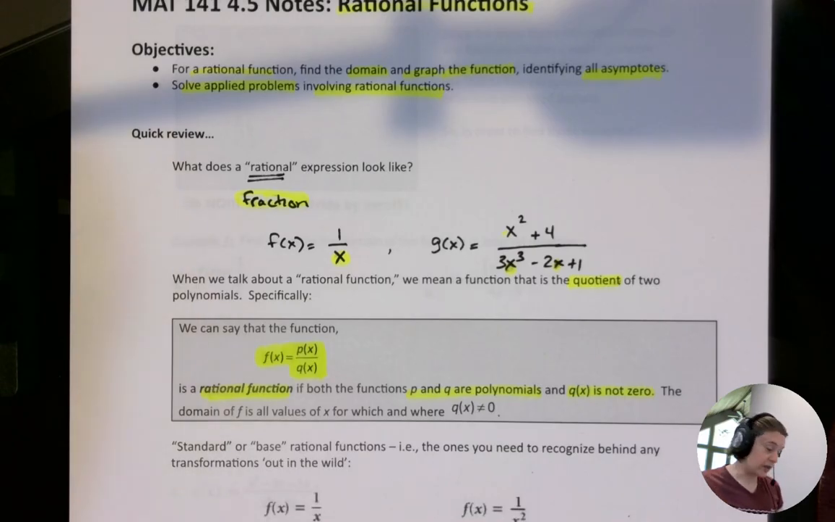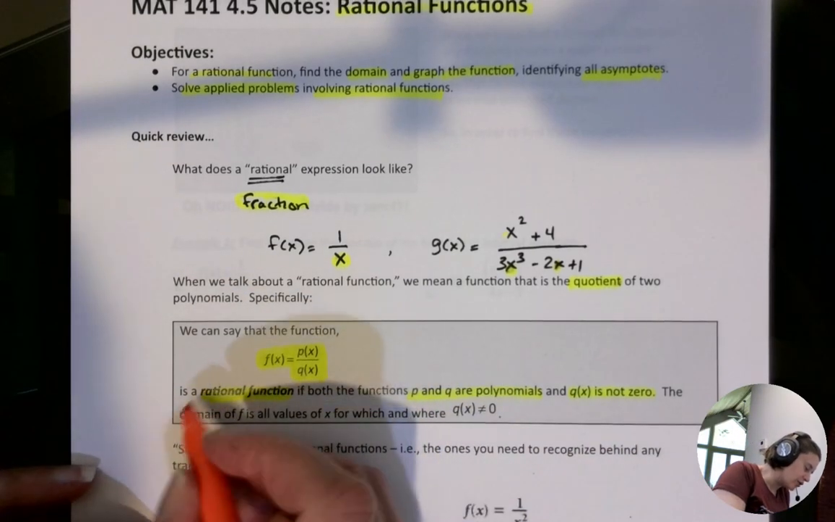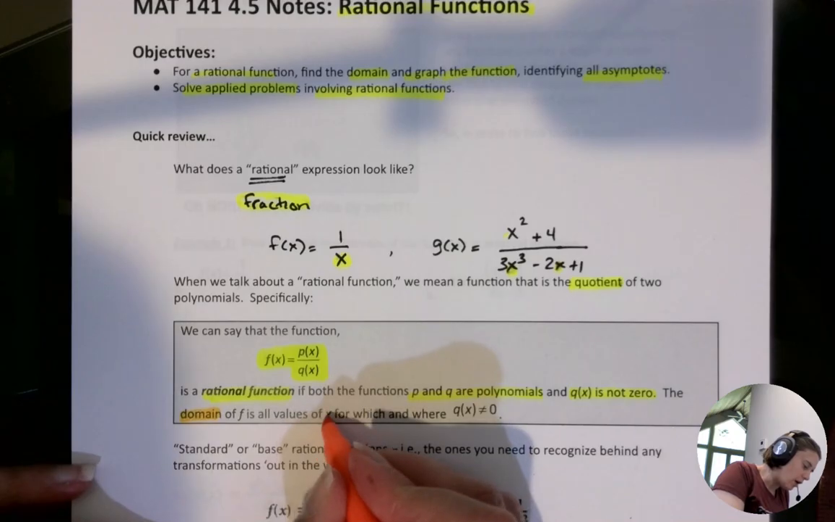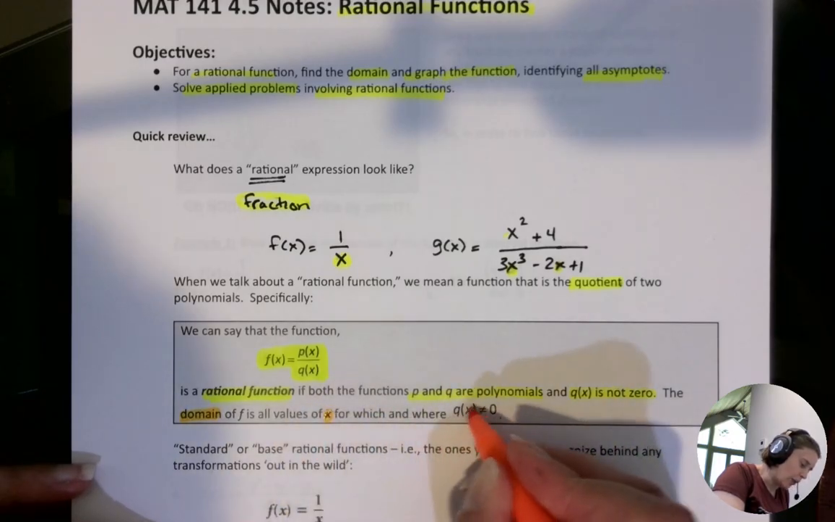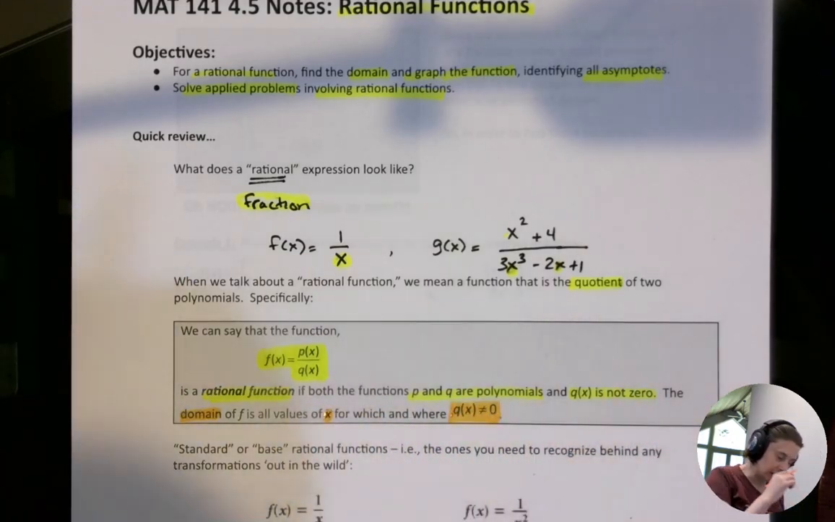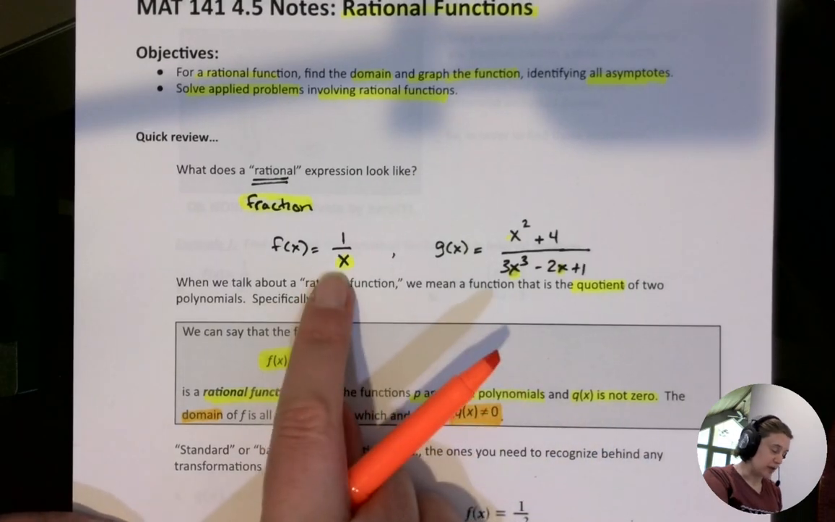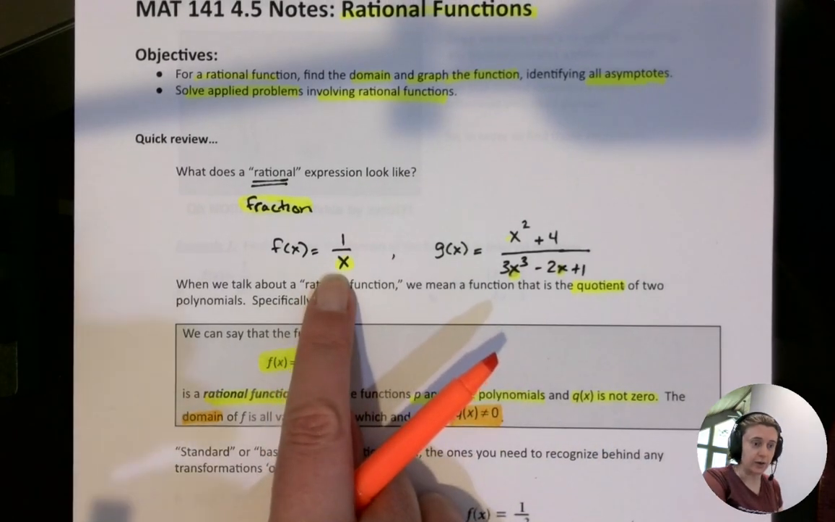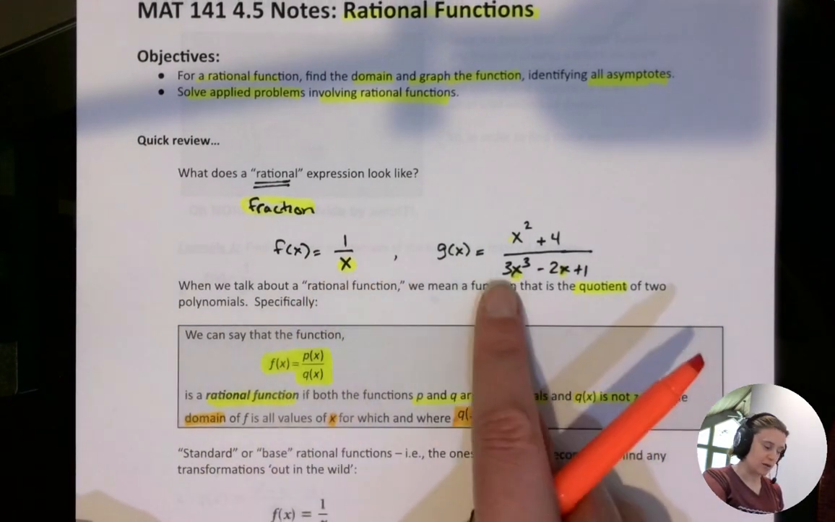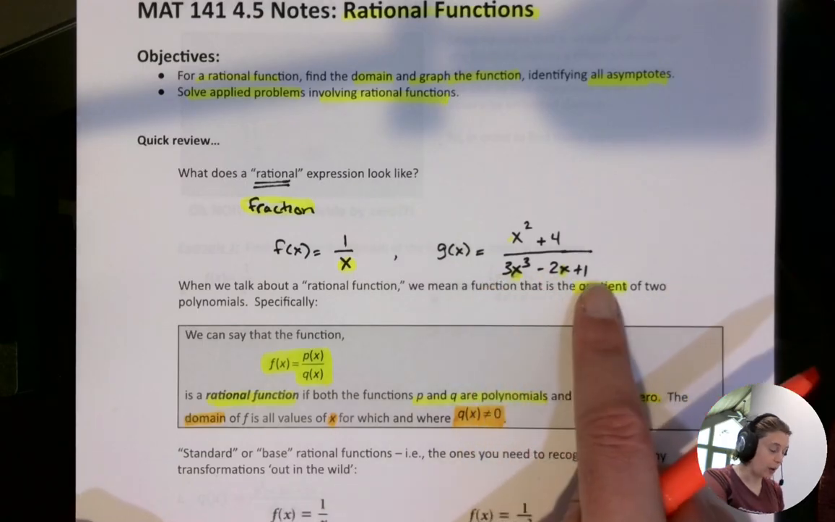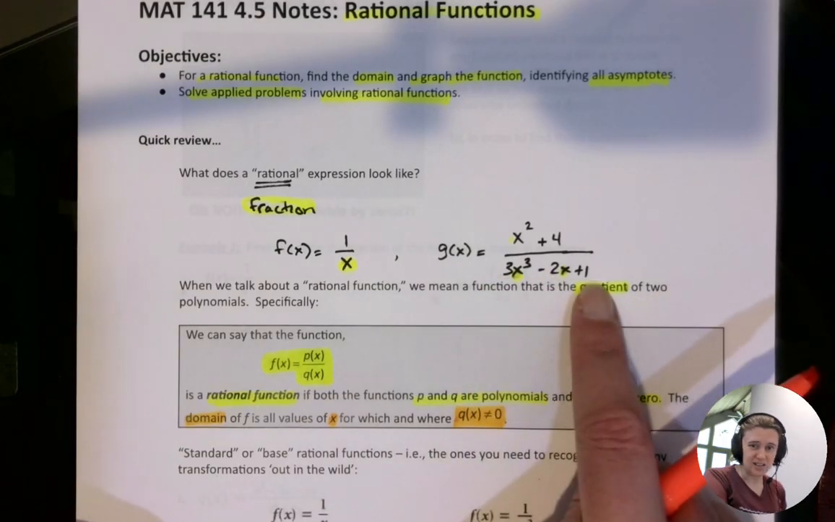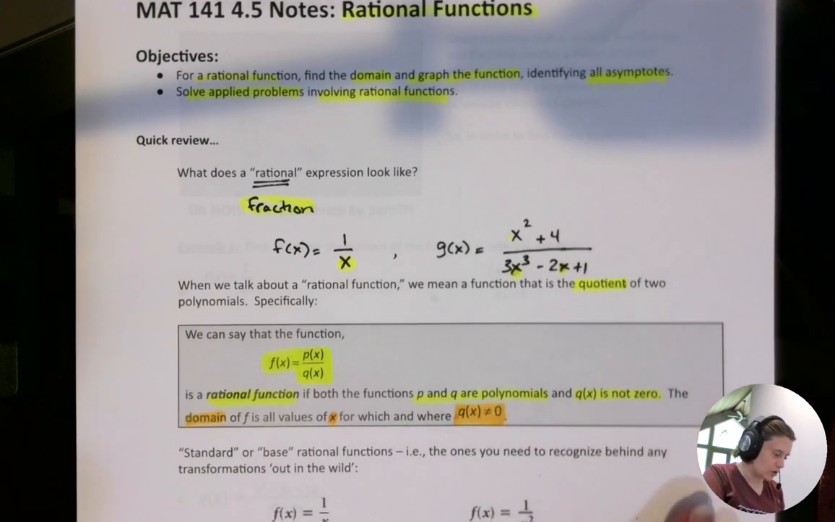Then the domain of that rational function is going to be all of the x values where that q of x function is not equal to 0. So if that q of x function is x, x cannot equal 0. If that q of x function is 3x cubed minus 2x plus 1, that cannot equal 0. And I could solve that and figure out where it was equal to 0 and then exclude those values from our domain.